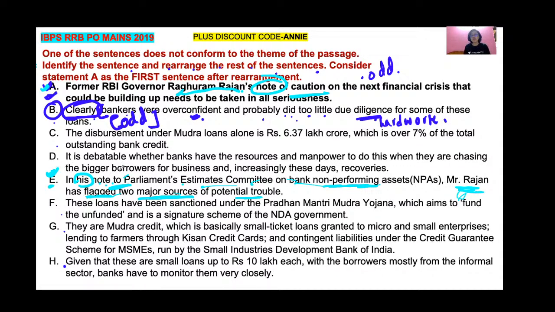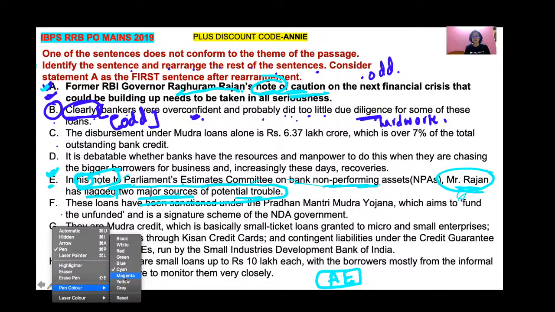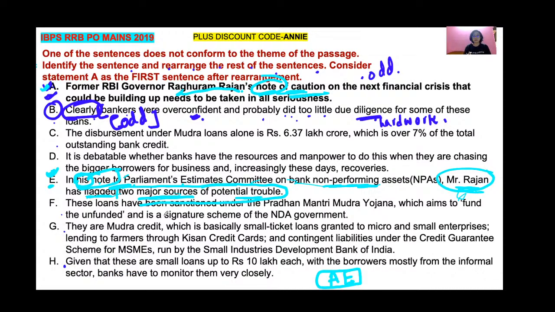So here your keyword is his note, and then two major sources of potential trouble. Right, this is your keyword, and here your keyword is note of caution, and also your keyword is his and Mr. Rajan. Okay, so from here we can say that sentence A and sentence E form a pair. ठीक है? So most of you could identify this pair. So now we will move to the next part.